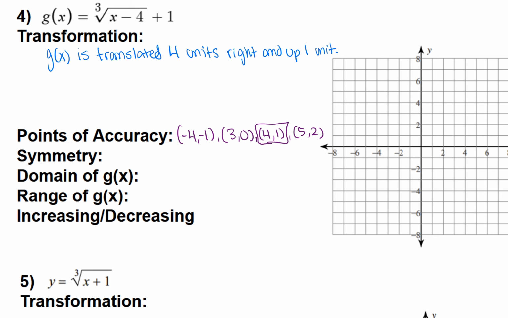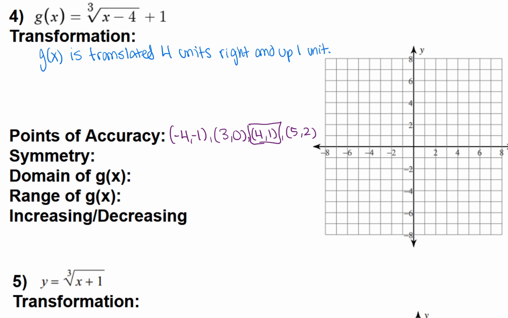From there, let's go ahead and plot our points. So on the right-hand side, we begin by plotting -4, comma, -1 right here, 3, comma, 0 right there, 4, comma, 1 right there, and 5, comma, 2 right there. And from there, let's go ahead and connect the points. So we go in this direction, we go upwards, and then at the point of inflection at 4, comma, 1, that's where we turn, and we go to the right-hand side. Okay, and that's our graph.